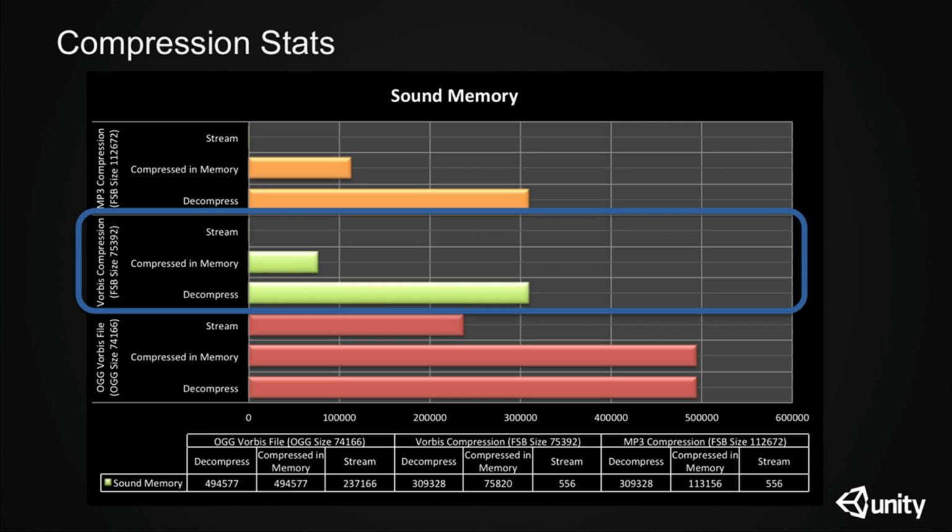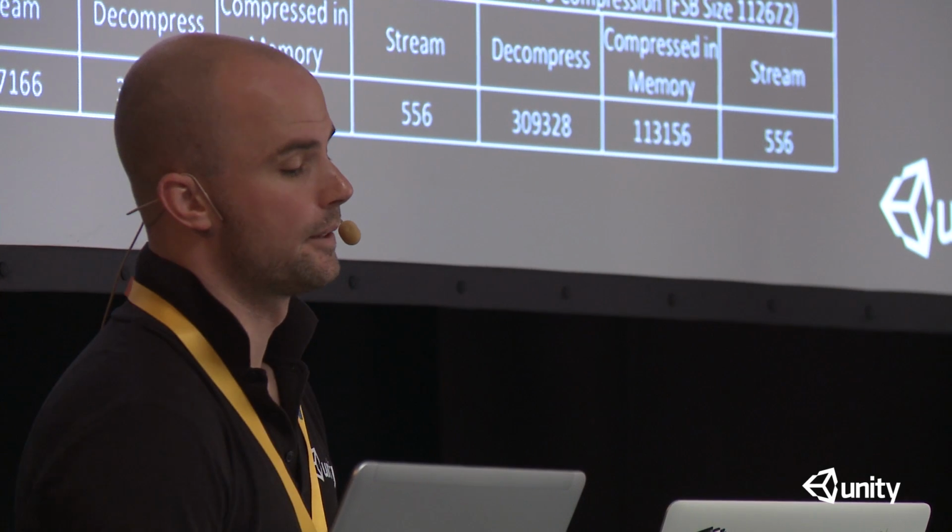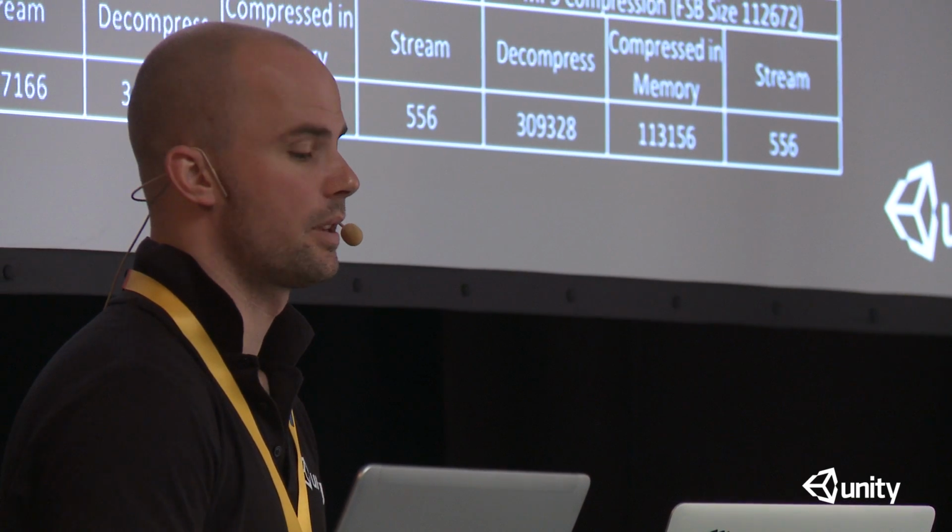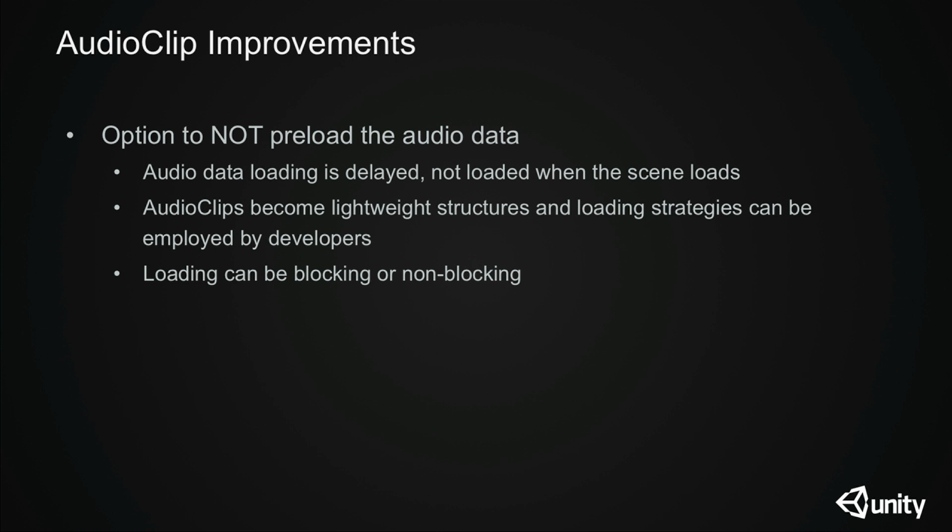And it's even better than MP3 for compressed in-memory sounds. We also added the ability for audio clips to not load their audio data when the scene loads. So I guess you guys know that when audio clips are loaded in Unity now, they load all the audio data unless they're streaming. And even if they are, they kind of allocate the stream as soon as the scene loads, which is kind of a little bit of a pain. So we've added the ability to not load anything.